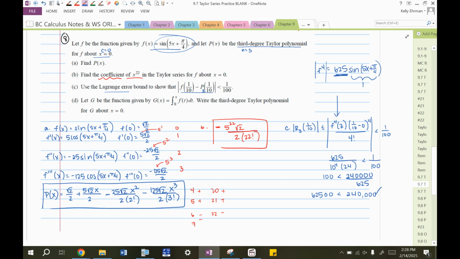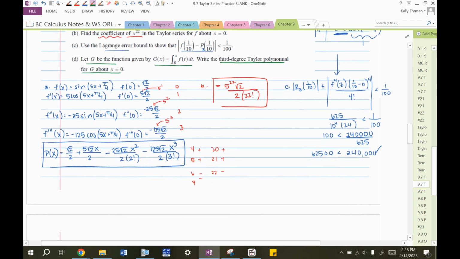All right. What else? There's a part D. Let G be the function given by, it's been a little while since we saw this. Let G be the function given by G is the integral from 0 to x of f of t dt. Write the third degree Taylor polynomial for G about 0. So do we have room for this? Not really. You might need some extra paper. Let me try to squeeze it in down here. Let's build this one first.